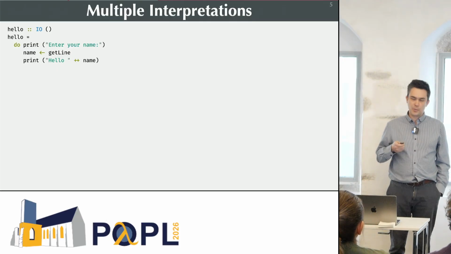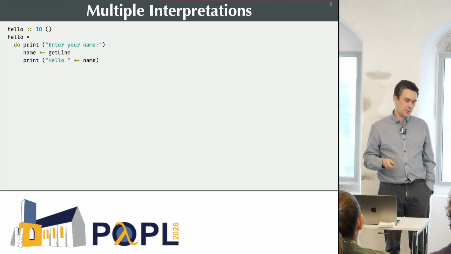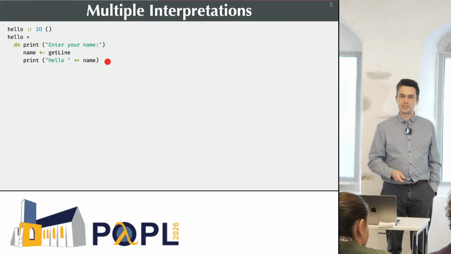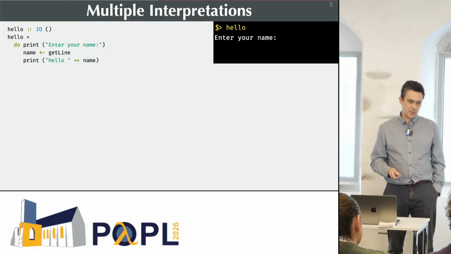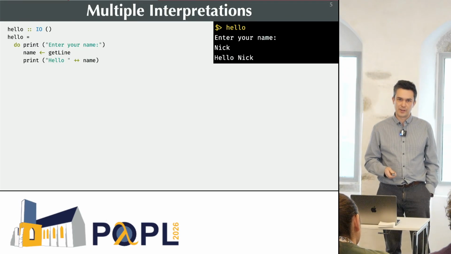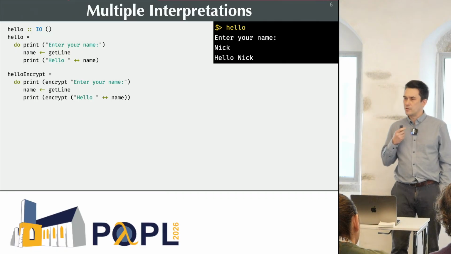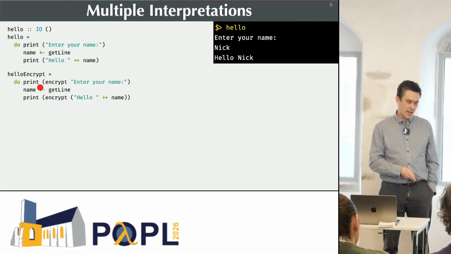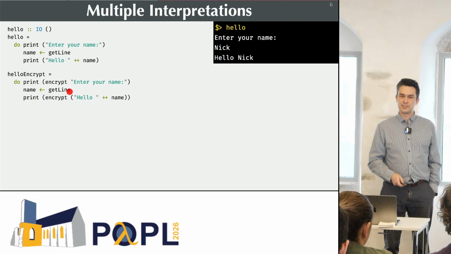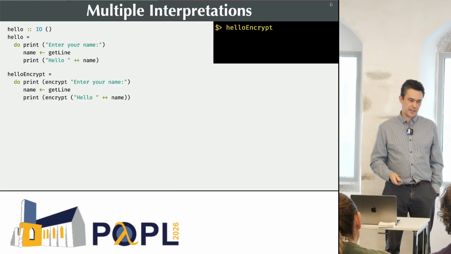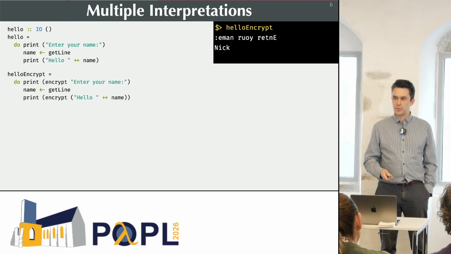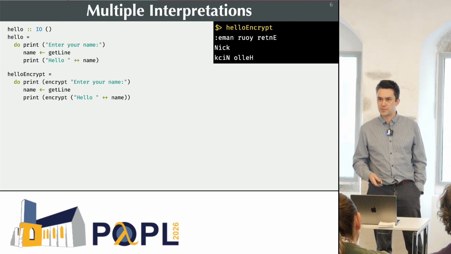So suppose I just have a simple hello world type example here. It prints off, enter your name, then you type in your name and it says hello to you. Fine. So I can execute this. I type in my name, it says hello Nick, everything is fine. And suppose now I really wanted to encrypt anything that's been printed. So I can type this, and I just put an encryption under every single print that I have. And so eventually I can say hello encrypt. It's all been encrypted, it's backwards.